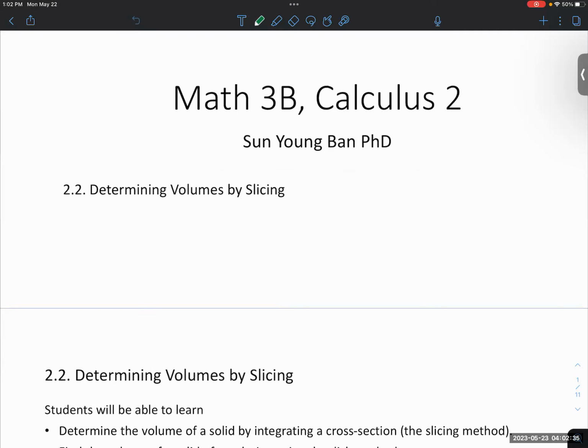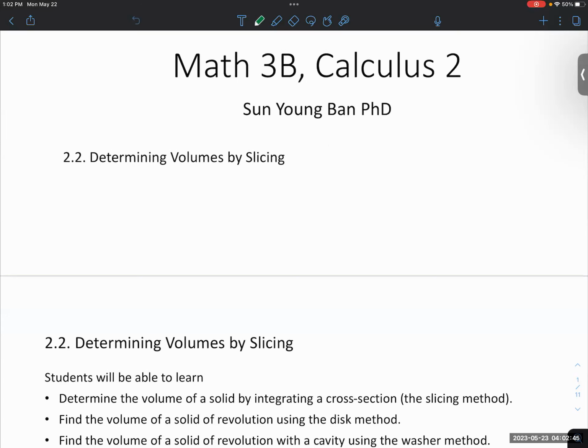So we've been talking about another benefit of using integrals. It helps us find not only the area, but also the volume, correct? So to find the volume, we talked about three approaches: the slicing method, the disk method, and the washer method.